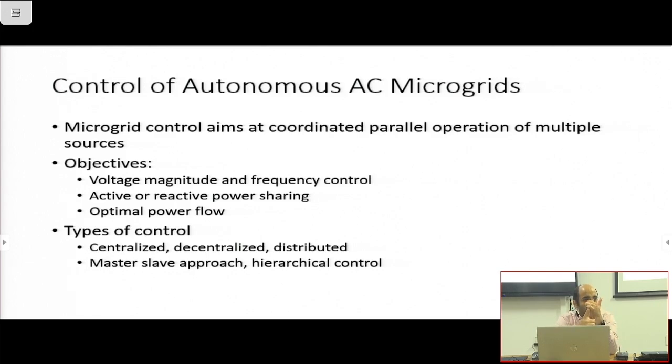You have to control the voltage magnitude. You have to control the frequency. You have to control the active power sharing, reactive power sharing, and all those concepts. Now, the voltage magnitude control is basically by the control of D axis voltage and Q axis voltage, VOD star, VOQ star, that we just discussed in the last lecture. So we align the voltage along the D axis, and the Q axis voltage is maintained at 0.